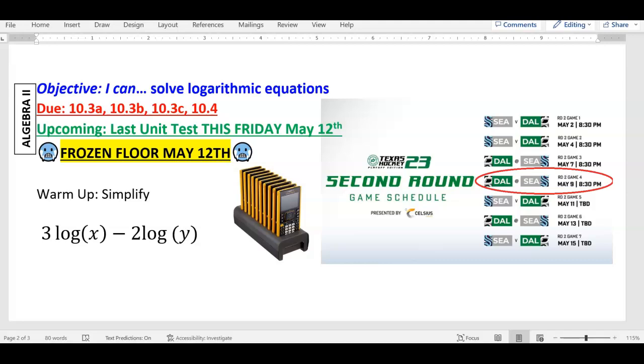Alright, today's objective is that I can solve logarithmic equations. We are going to do 10.5 today. Just a reminder, you want to make sure you've done 10.3a, 10.3b, 10.3c, and 10.4.